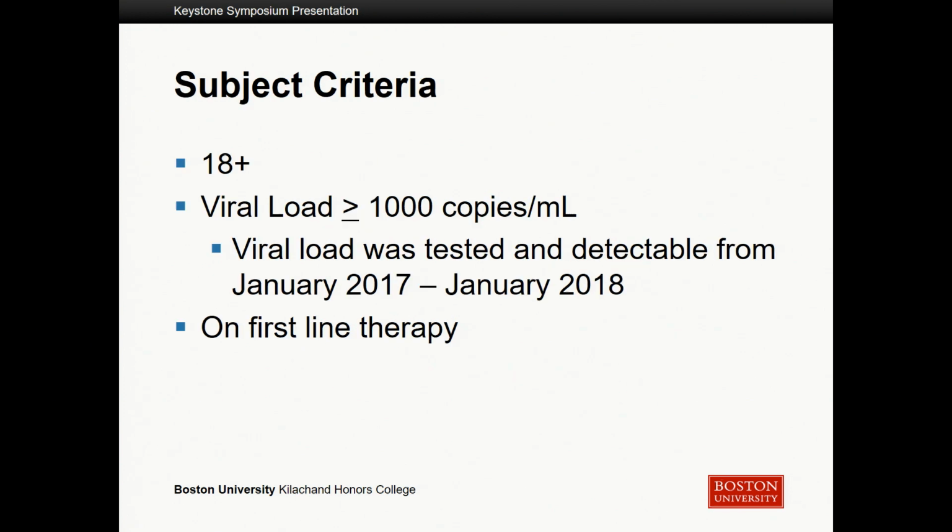And so for our study, our subject criteria was that you had to be 18 or older. Your viral load had to be 1,000 copies per milliliter or more, which is essentially what we consider as no longer suppressed. And that test had to be done between January of 2017 and January of 2018. And you had to be on first-line therapy.